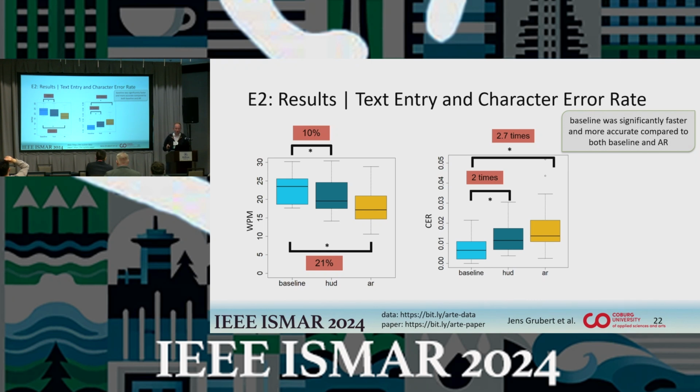First of all, we found out that both HMD conditions, HUD and AR, actually performed significantly worse in terms of text entry, right? HUD had 10% slower text entry rates, AR 21% slower text entry rates, and 2 times and 3 times higher character errors, albeit on a rather low absolute level.